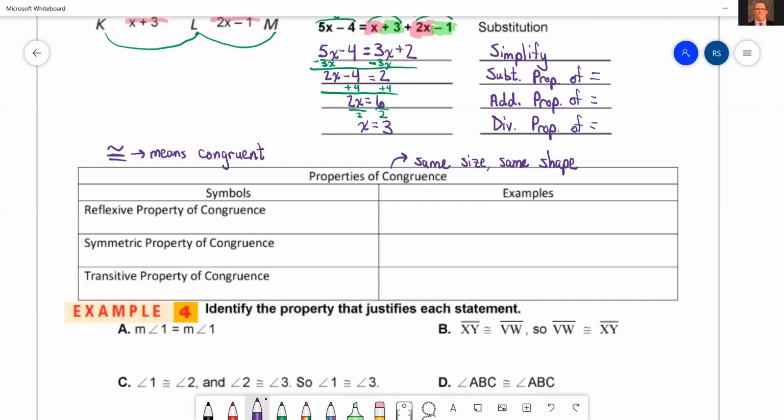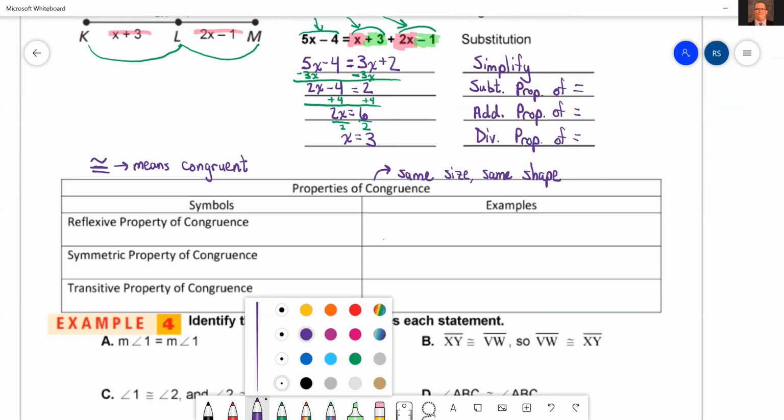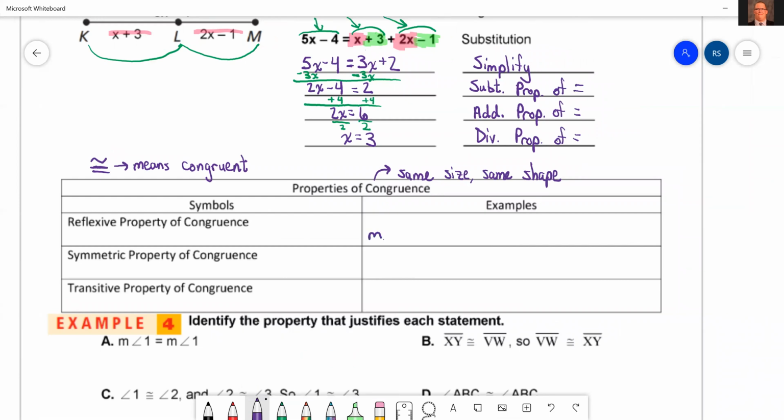So the reflexive property of congruence, we'll use what we know already about the reflexive property. Means it's the same on both sides, like looking in a mirror. So one example would be like saying the measure of angle 1 is congruent to the measure of angle 1. That's one example dealing with angles. Another one would be like segments. Segment AB is congruent to segment AB.